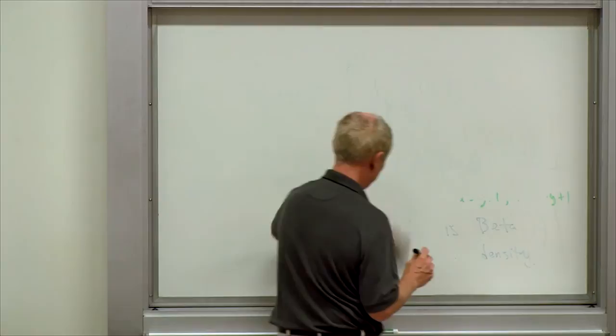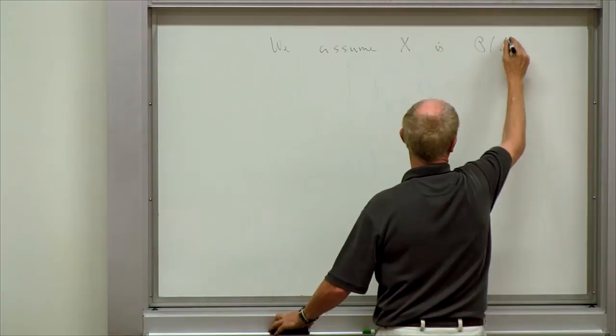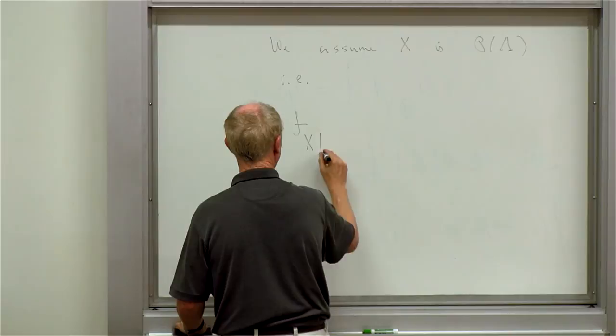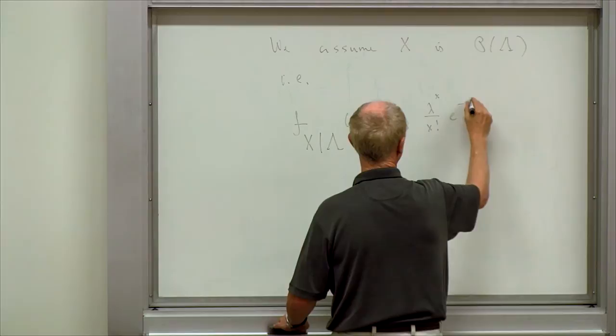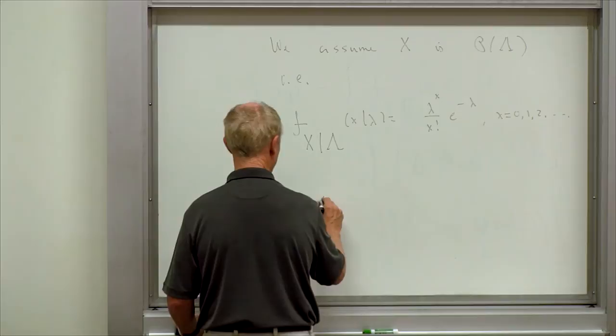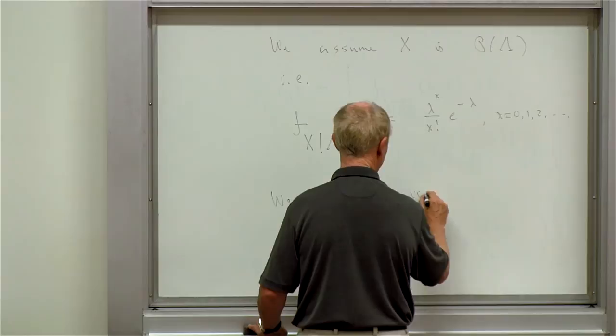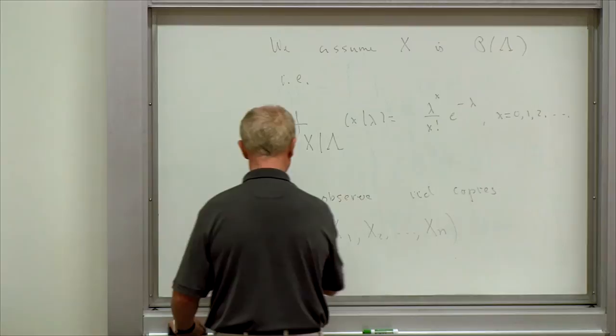So we assume x is Poisson with parameter capital lambda, i.e. the conditional density of capital X given lambda is lambda to the x over x factorial e to the minus lambda, x equal 0, 1, 2, etc. Okay. Now we observe IID copies and let's call that a random vector X.